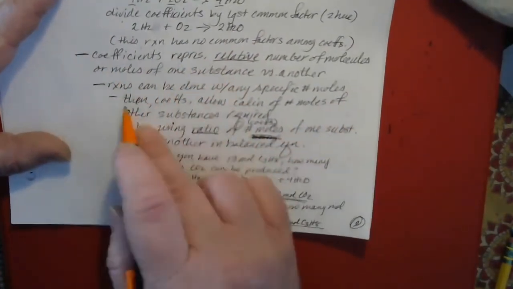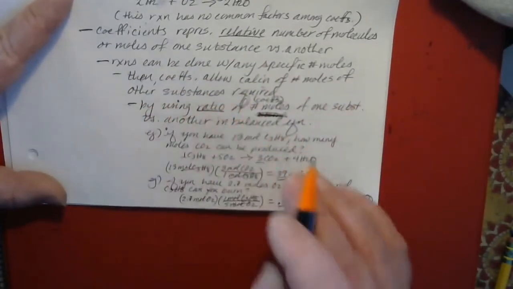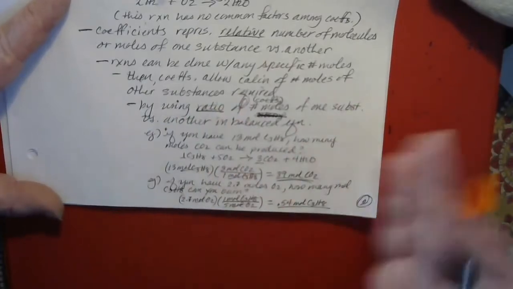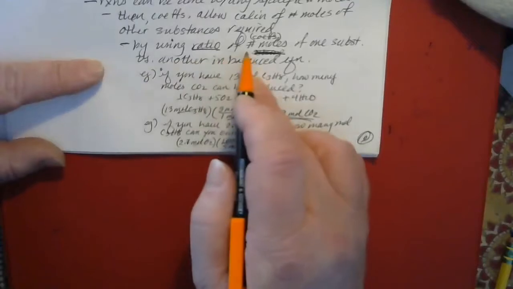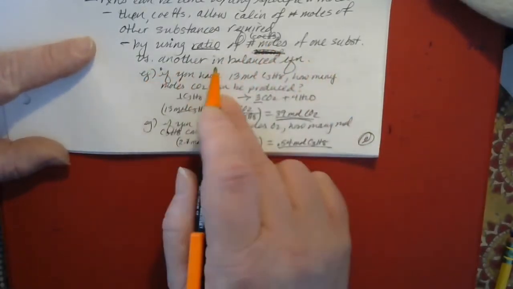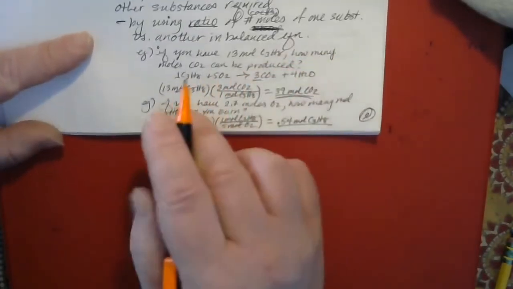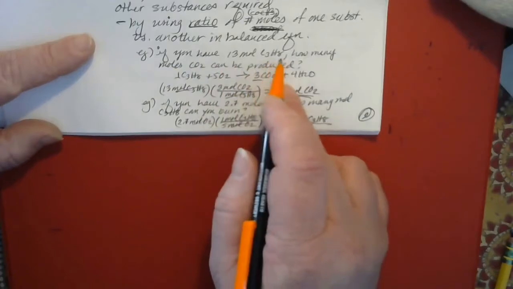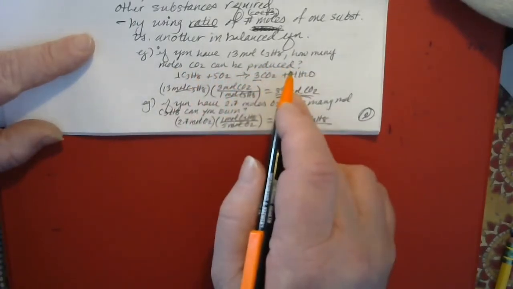So the reaction can be done with any specific number of moles you want, but then the coefficients allow the calculation of the number of moles of other substances by using a ratio. And just a quick, fairly easy example, by using the ratio of the number of moles, which is the coefficients, in other words, of one substance to another in a balanced equation, you can do questions like this. If you have 13 moles of propane, C3H8, how many moles of carbon dioxide can be produced?